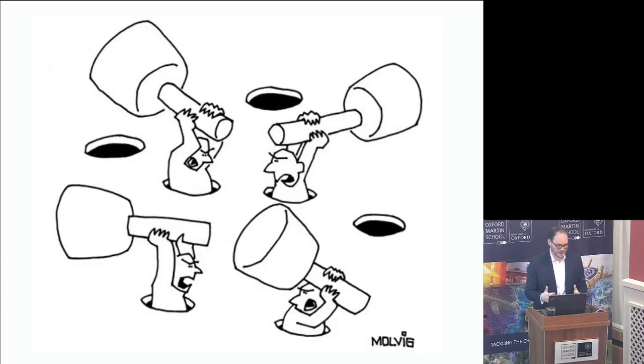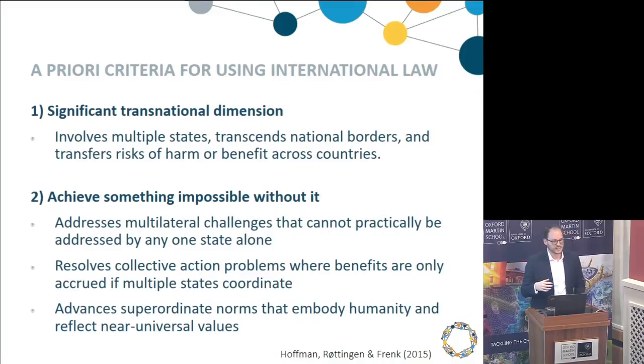And so the best that we could come up with was something that looks like this. It's longer than just two criteria, but to summarize it, I can point to these two aspects. The best we could do was, okay, we should maybe consider using international law when there's a significant transnational dimension. What that means is that you have a risk or a cause that involves multiple states and actually transcends their national boundaries, such that the problem is not contained within any one state. They can't tackle the problem by themselves.